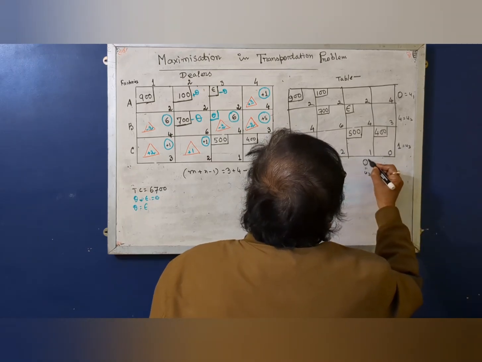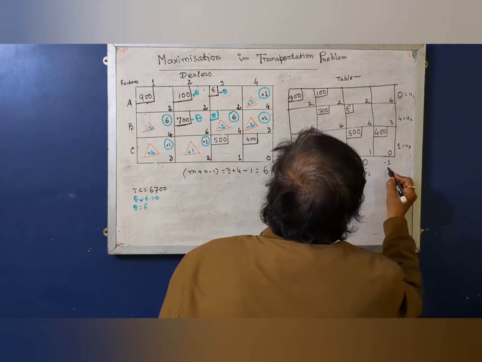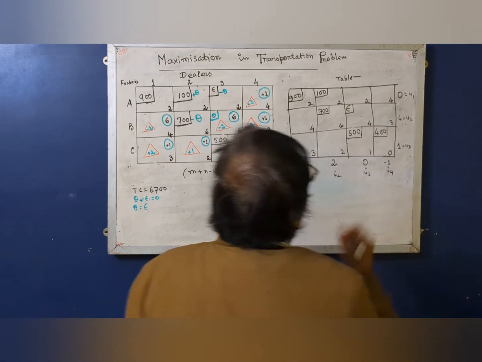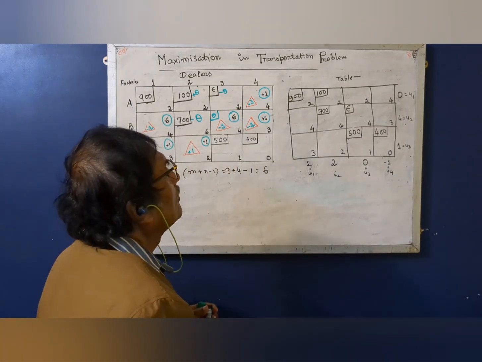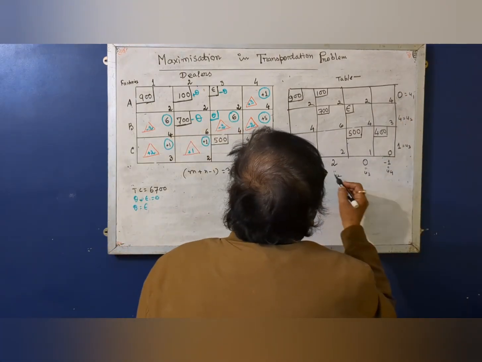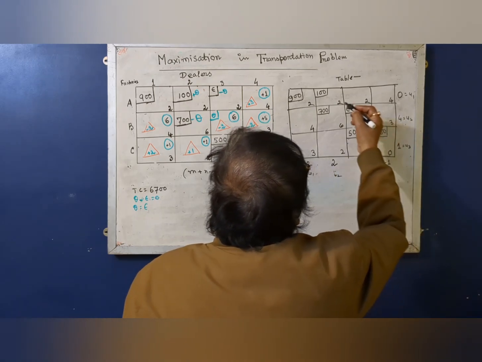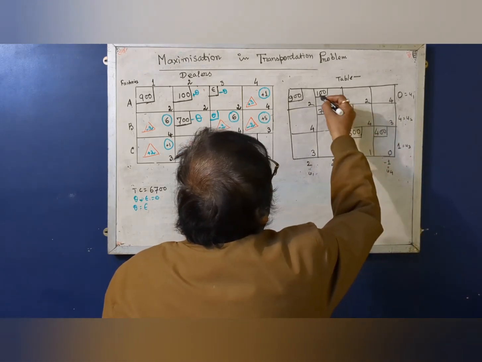If you add this plus this, you will get this. And 0 minus 1 is minus 1. That is, this is equal to V4. In this way, you have to find out all the dual variables U1, U2, U3, V1, V2, V3, V4, so that if you add the dual variables, then you will get the cost of the basic cells.